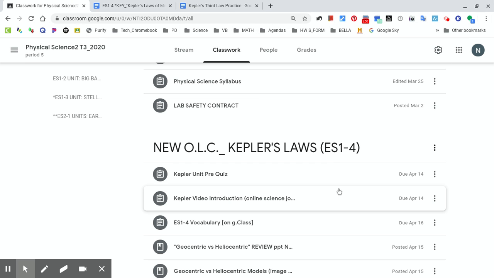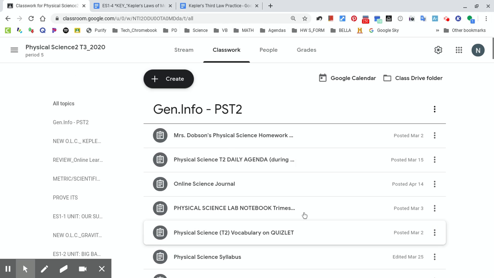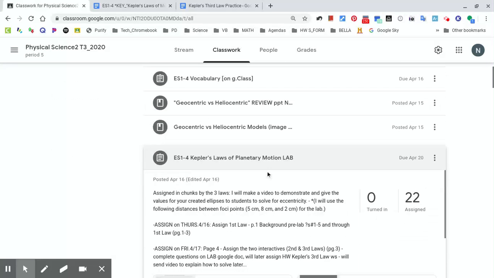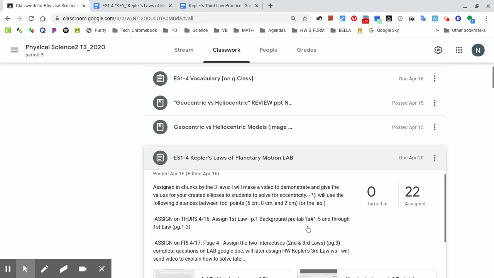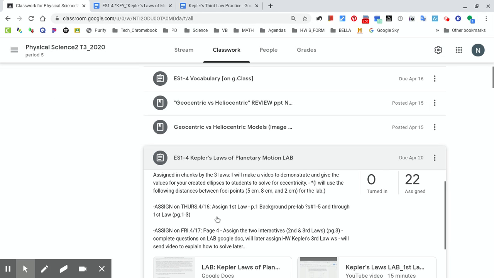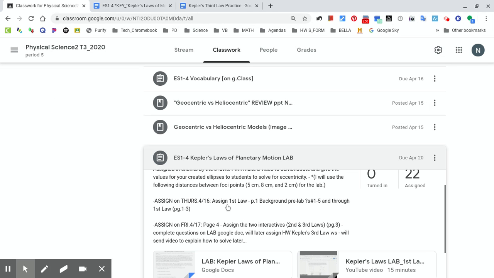Okay. Now, first thing is the lab. You are supposed to be done with it. You had it assigned last week. I assigned it in chunks. We did the background pre-lab questions and through the first law. You had extra time on Friday to finish because my videos wouldn't load until later in the day, so you were supposed to finish that on Friday.